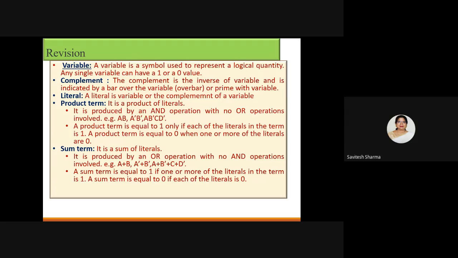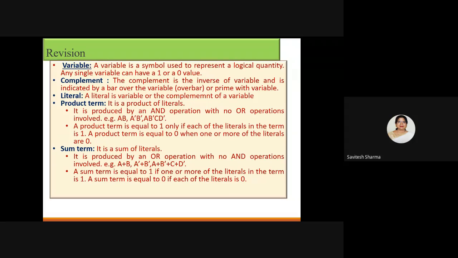Please remember, because you will require this information while solving the questions. A product term will always be 1 if all the literals in the term are 1. I am not saying variable, because a variable may be in the true form or in the complement form, so I will say literal. The product term is equal to 0 if one or more of the literals are 0. This you already know; this is the property of the AND gate.